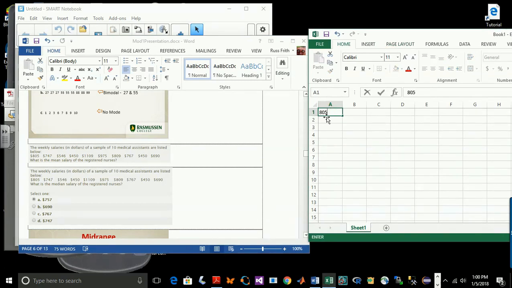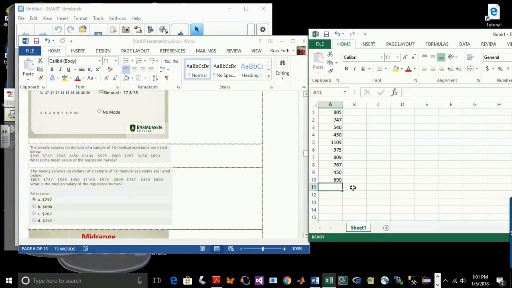805, 747, 546, 450, 1109, 975, 809, 767, 450, and 690.